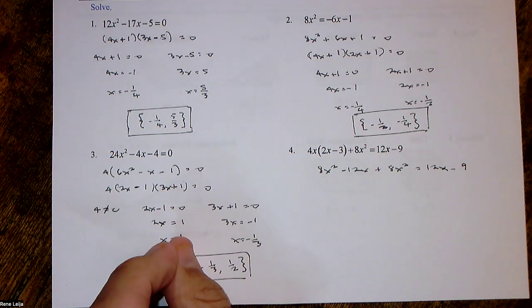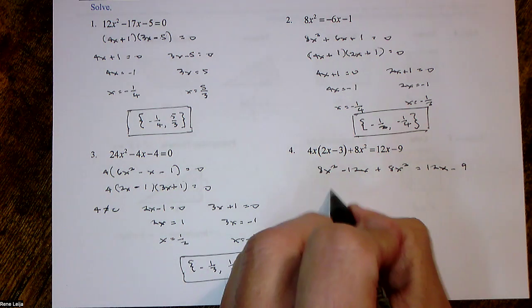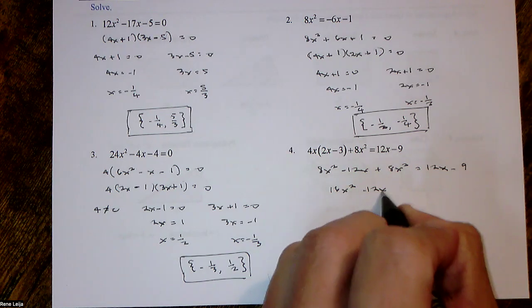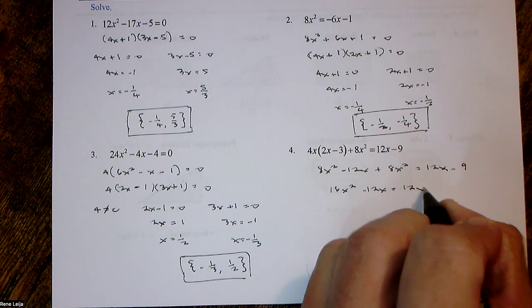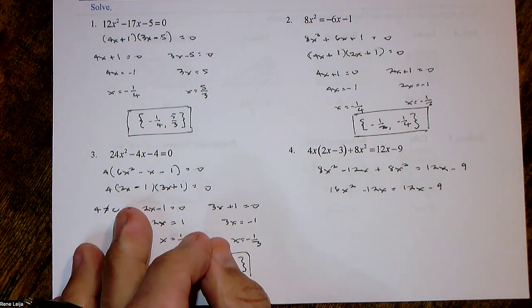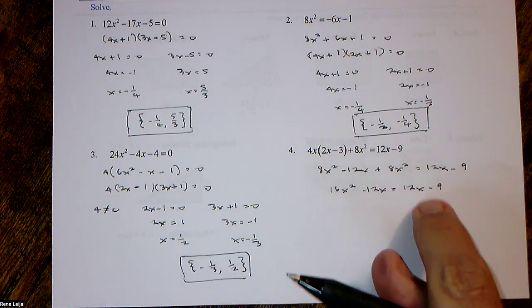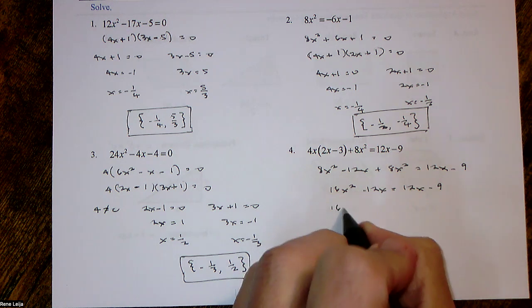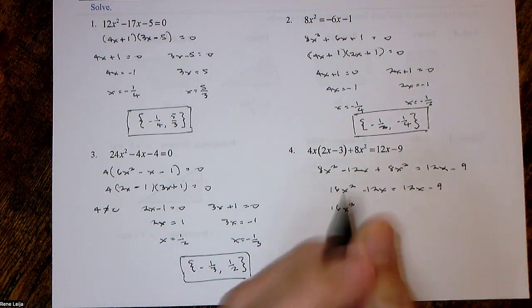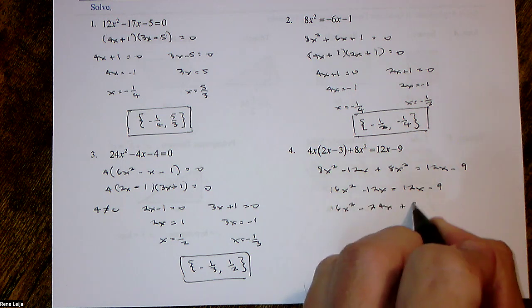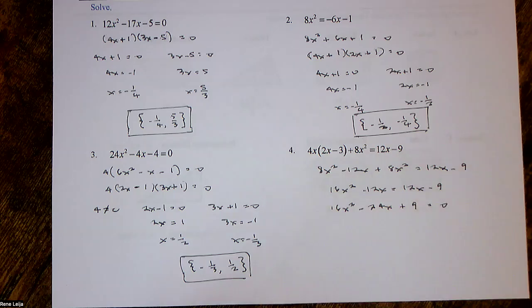Okay. So we're going to clean up the left side. So 16x squared minus 12x equals 12x minus 9. All right. Now we're going to move everything over to the left. So 16x squared, I subtract the 12x, so that gives me a 24x. And then I add the 9. Then I set that equal to 0. Okay, well, good.